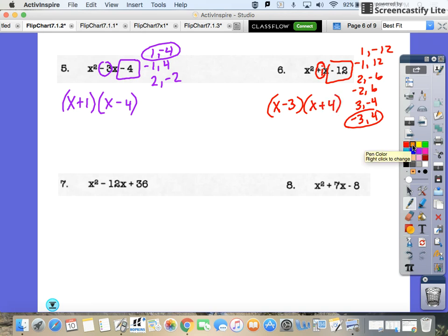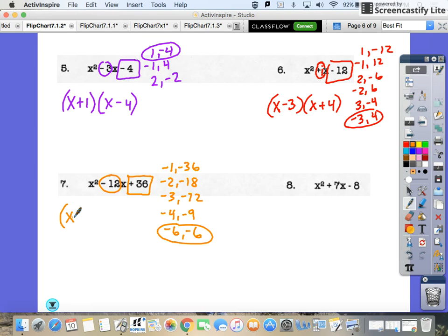All right, this one, we multiply to a +36, but they add to -12. So what that means is we only need the negative options. So it's going to be -1, -36, -2, -18, -3, -12, -4, -9, -6, -6. And which of those adds up to -12? It's that one, x minus 6 times x minus 6. And you may see this written as x minus 6 squared because there's 2 of them repeated. Since there's 2 here, you can rewrite it as squared.